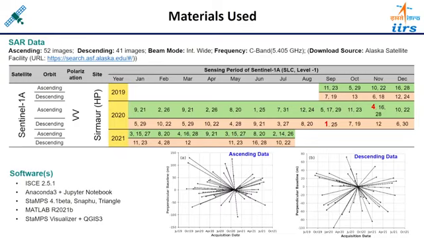This is the star network for the ascending pass. From here to here is the temporal baseline, which we have already seen in the previous lectures, and this side is the perpendicular baseline. Same thing for the descending data set. So this is the star network for the ascending data set and this is for the descending data set. These are 52 images, these are 41 images.